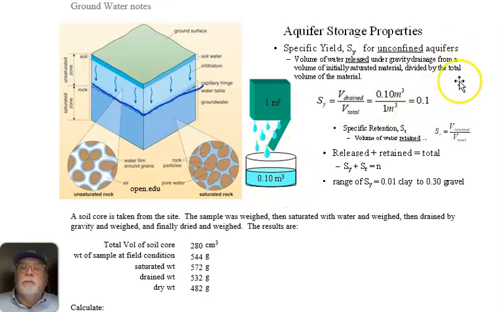We're going to define the specific yield as the volume of water released under gravity drainage from a volume of initially saturated material divided by the total volume of the material. So it's a fraction of the total volume. I mention that because, you'll see when we get to saturation, saturation is a fraction of the pore space. So it's a fraction of the total volume.